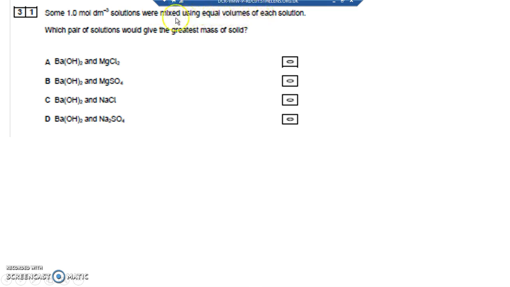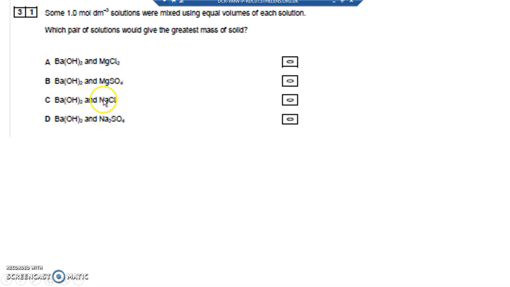Solutions were mixed using equal volumes of each solution. Which pairs of solutions would give the greatest mass of solid? Well, in this one I'm going to get barium chloride and magnesium hydroxide, barium sulfate and magnesium hydroxide, barium chloride and sodium hydroxide, and barium sulfate and sodium hydroxide. Well, for a start, barium chloride is soluble, magnesium hydroxide is insoluble, so I'm getting one soluble and one insoluble product. Here I'm getting barium sulfate, which is a white solid used in barium meals. Magnesium hydroxide is insoluble, so I'm getting barium sulfate insoluble, magnesium hydroxide insoluble. I'm getting 2 insoluble products.